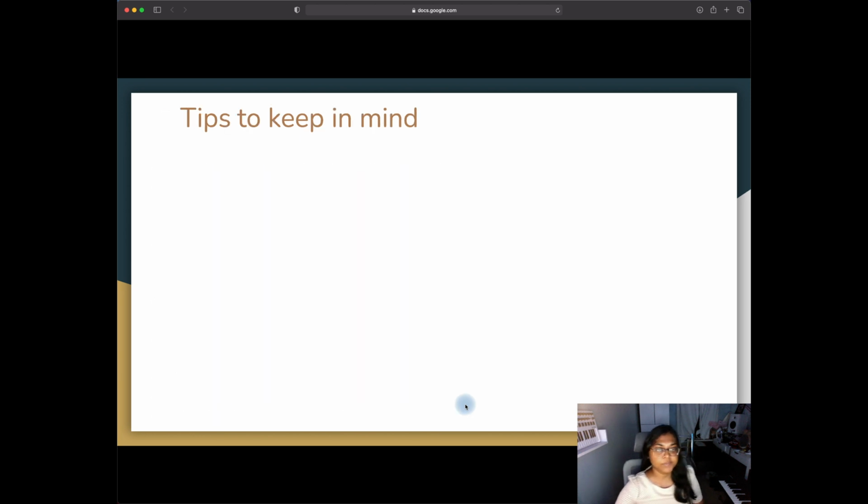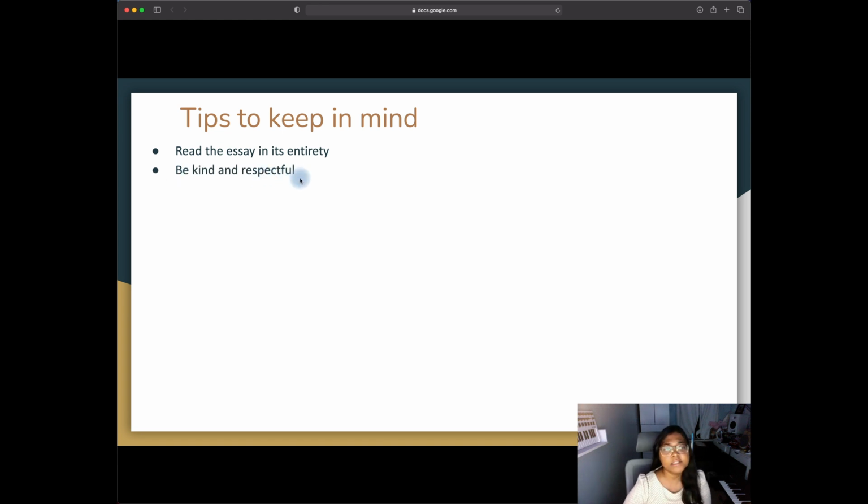Now, some tips to keep in mind when you are doing your peer review. First, before you write anything in your peer review, you want to read the essay in its entirety so you can get all of the ideas that your classmate intends to convey. You want to be kind and respectful.